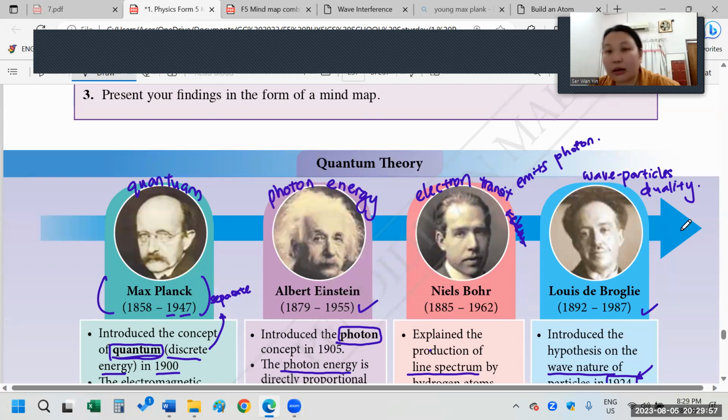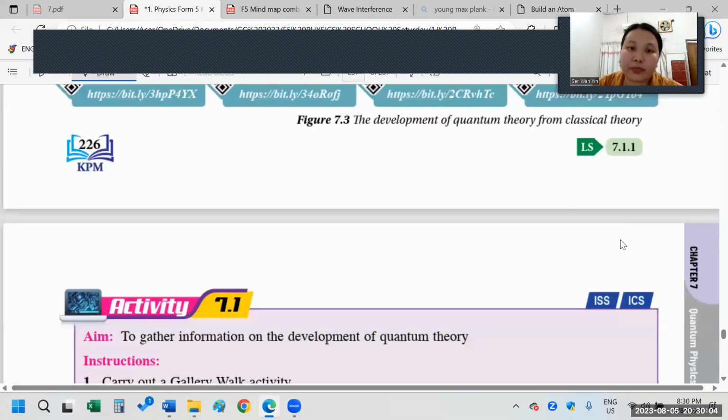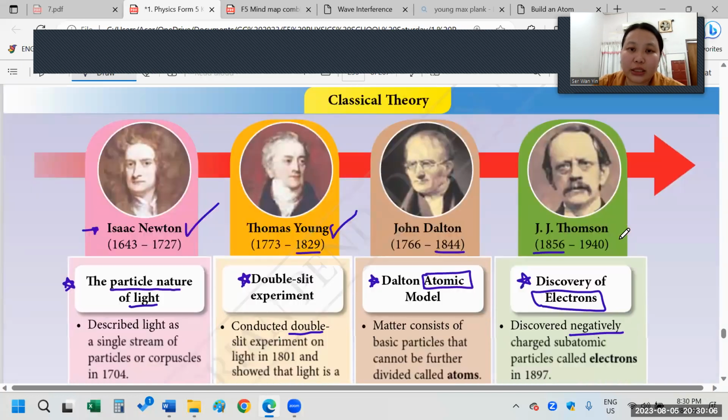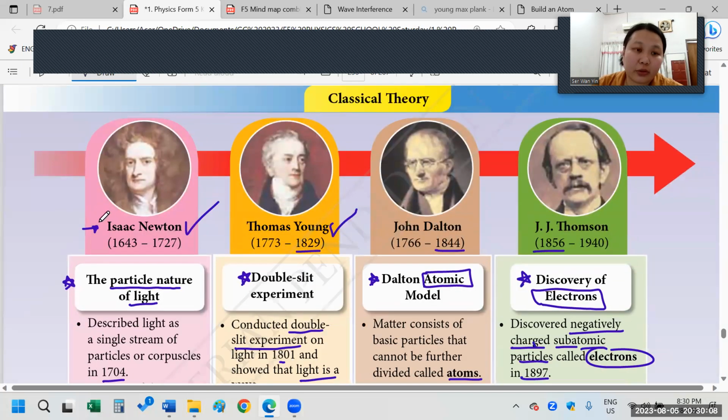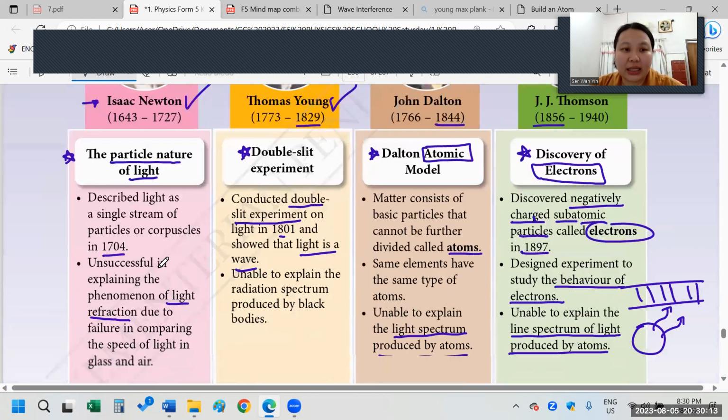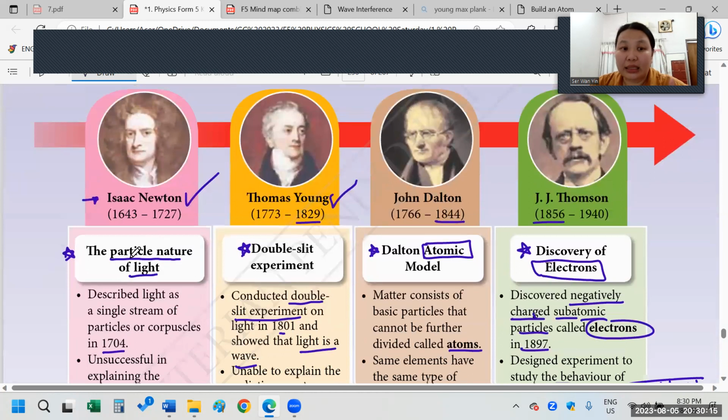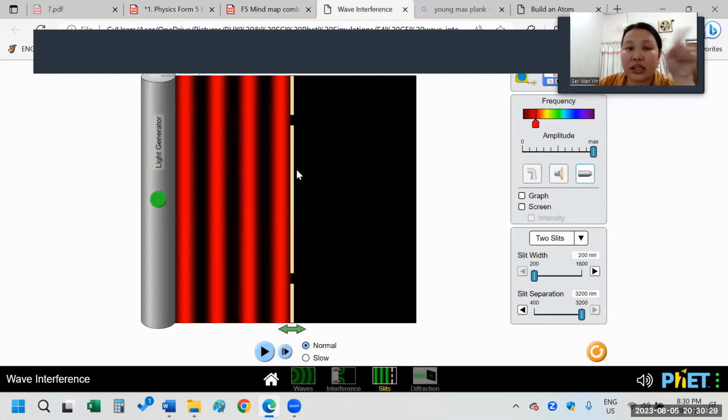Okay. Now it's your turn. What about memorizing? Okay, very easy. Classical theory, they already classified for you. Isaac Newton, particle nature of light. He said light is particles, but no proof yet. Thomas Young said light is a wave by using the double slit experiment, which is this double slit experiment.